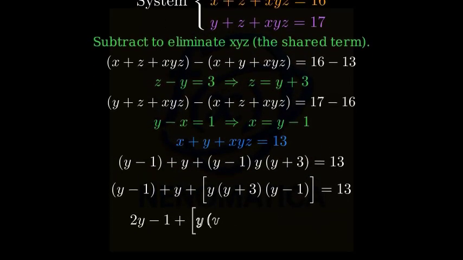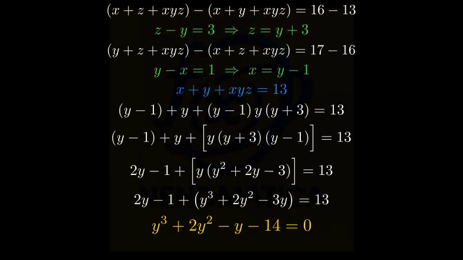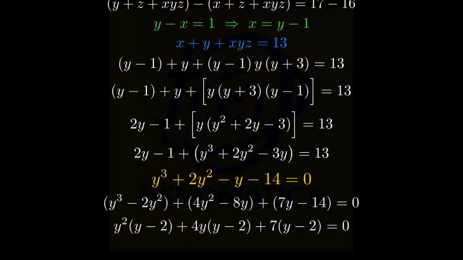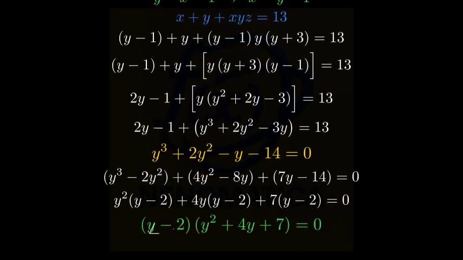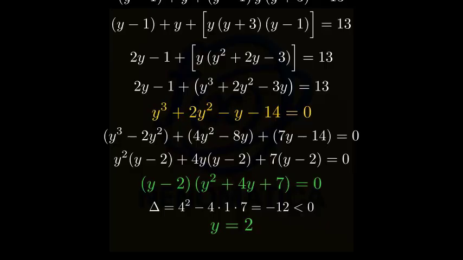We factor the cubic by grouping. Notice y equals 2 is a root, so we can factor out y minus 2. The factorization is y minus 2 times y squared plus 4y plus 7 equals 0. The quadratic has negative discriminant, so the only real solution is y equals 2.